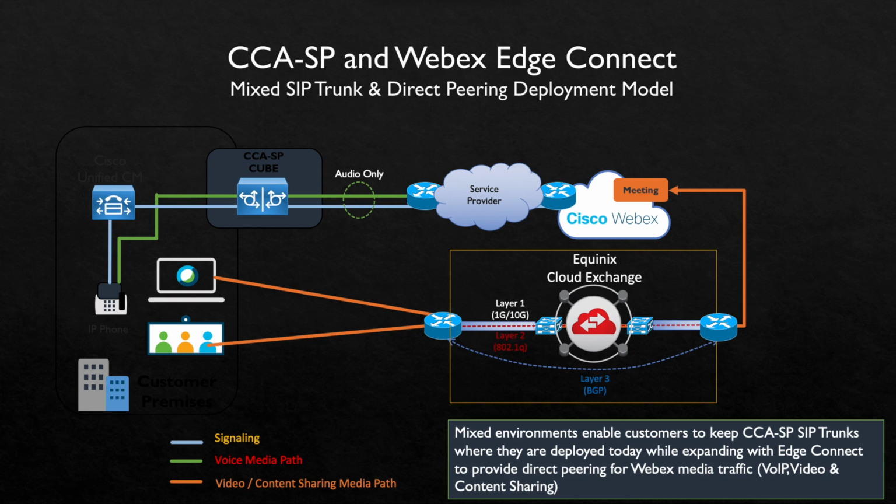A lot of customers who had CCA wanted to be able to use that in some scenarios, but in other ones be able to use Webex Edge Connect. So Cisco built it now so that CCA can be used in conjunction with Webex Edge Connect through the Equinix Cloud Exchange. These mixed environments enable customers to keep their CCA SIP trunks where they're deployed today, while expanding to new locations using Edge Connect to provide that direct peering for Webex media traffic using VoIP, video, and content sharing.